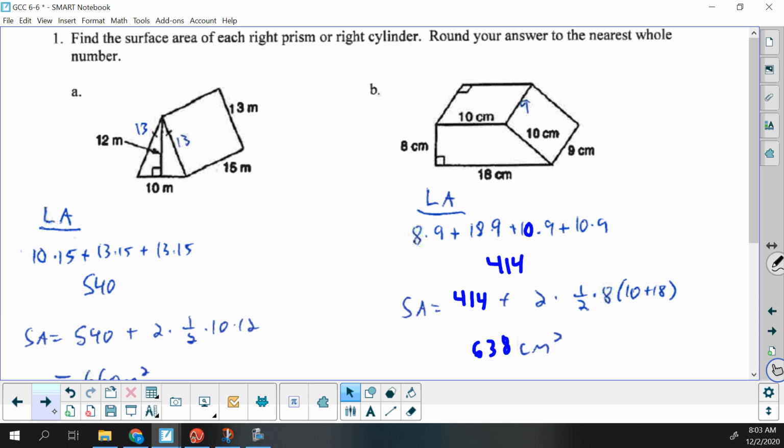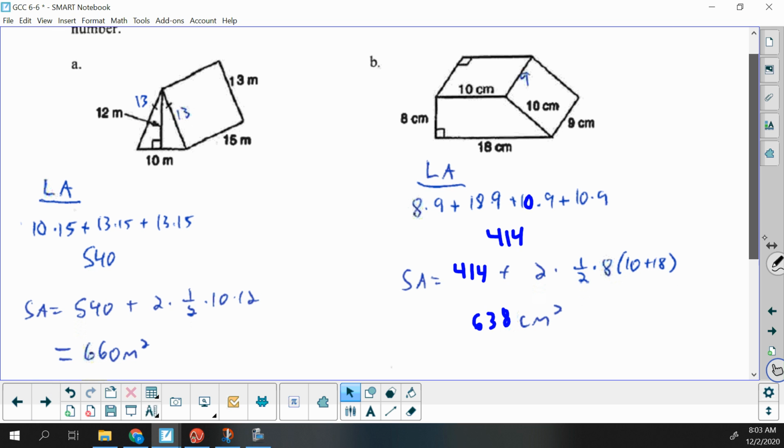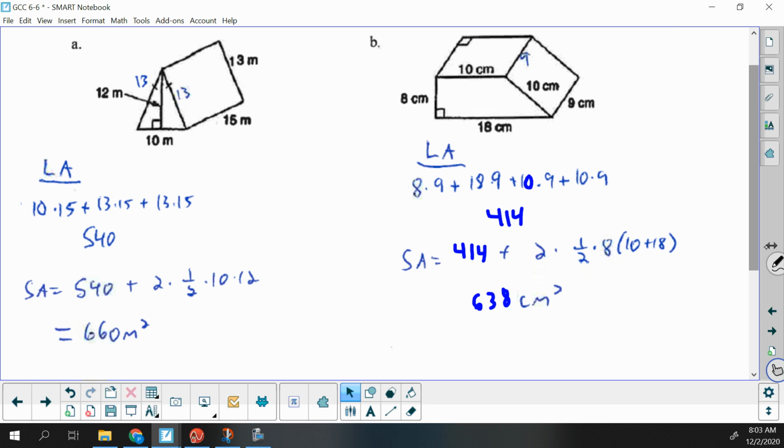All right, going over to the homework. So the first one, you just wanted to find the surface area. So we'll start by finding the lateral area. The first one is a triangular prism. So your lateral area is the 3 rectangles. So you have 2 that are 13 by 15, and then you have a 10 by 15 on the bottom. Add those all up, you get 540.